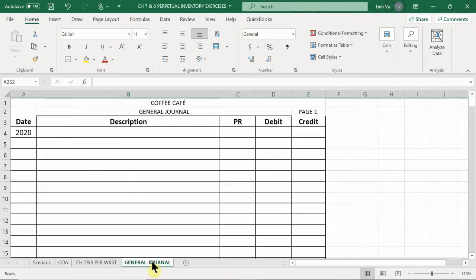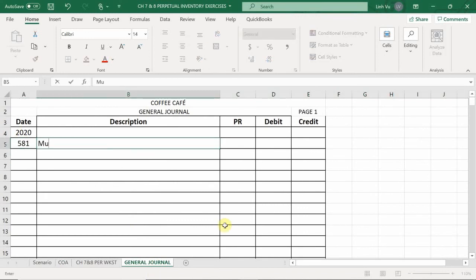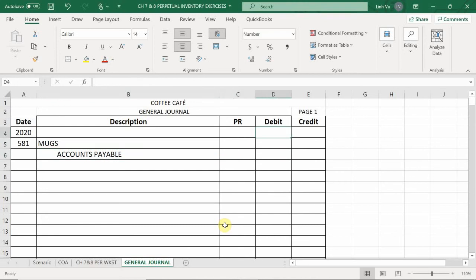Okay. So here we're going to go to our general journal. It is May 1st. We recognize that we bought mugs, right? It's inventory. And we placed it on an account. So accounts payable. Actually, I want to do everything in caps. Mugs and accounts payable. Okay, so for how much?